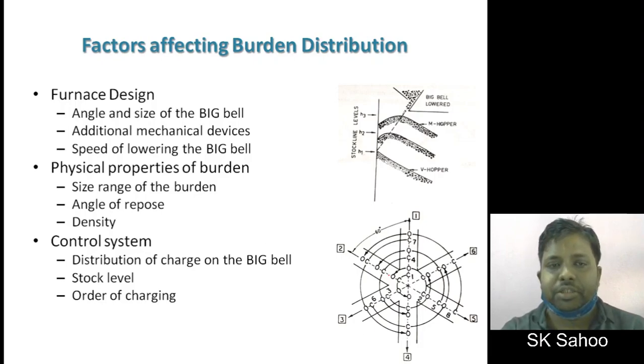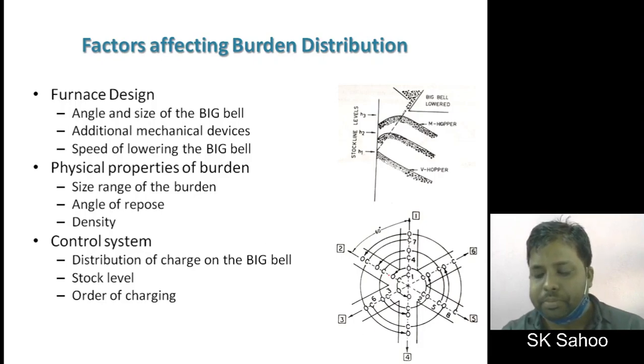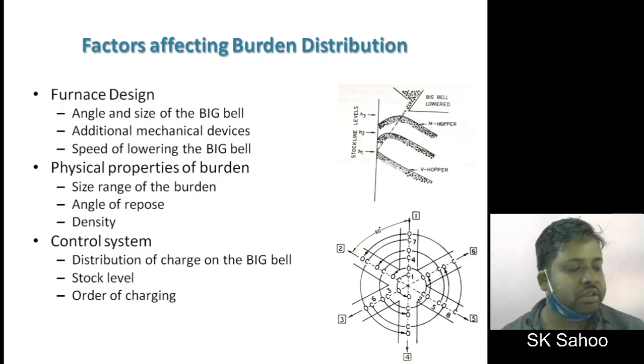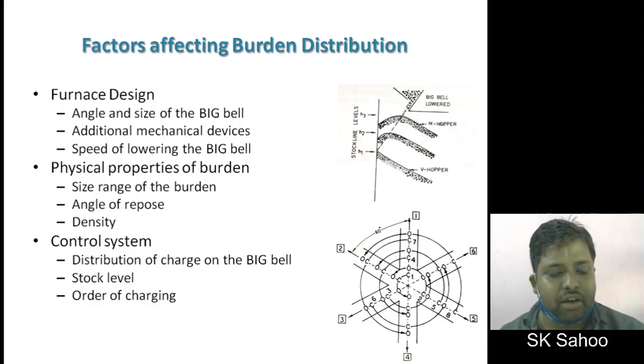The third point is your speed of lowering the big bell. The speed of lowering the big bell should be high enough so that it will decrease the sticking of raw materials to the big bell. But the speed of closing, that means taking the big bell to the top or the seat, should be lower. The raising speed should be lower as it strikes the seat, and that may fail. Okay, so the speed also has some effect on your burden distribution.